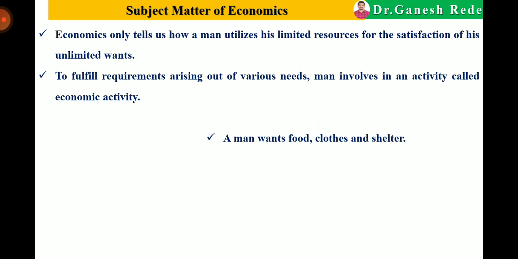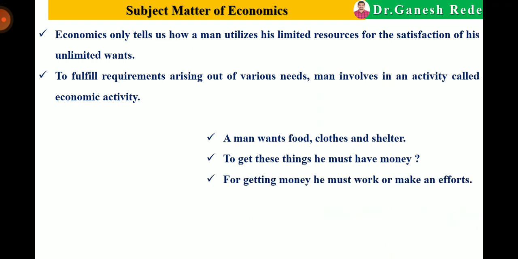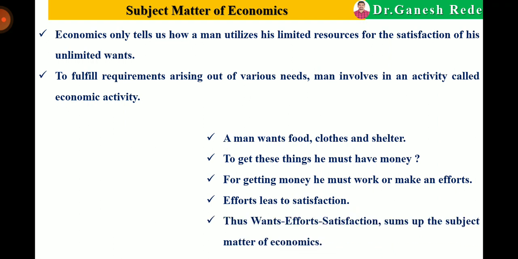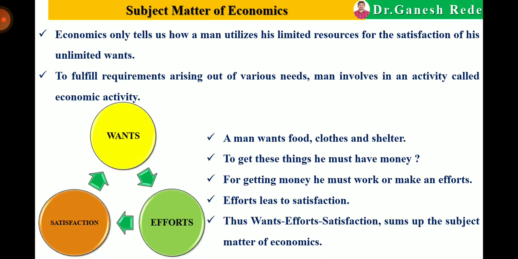As we know, the basic requirements of humans or necessities of life are that a man wants food, clothes, shelter. That is the necessity, or the necessary wants of the human. Then to get these things, we must have money, and to earn money we have to make some efforts or work. That's why the efforts lead to satisfaction, and together wants, efforts and satisfaction sum up the subject matter of economics. That is the cycle: wants lead to efforts, then satisfaction.